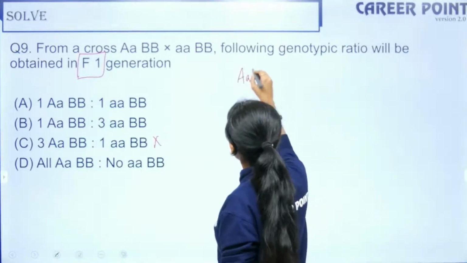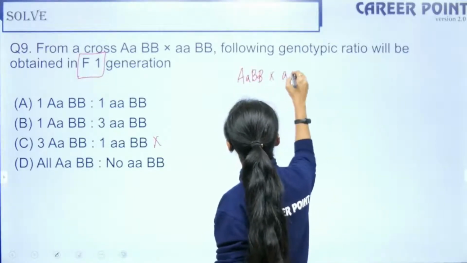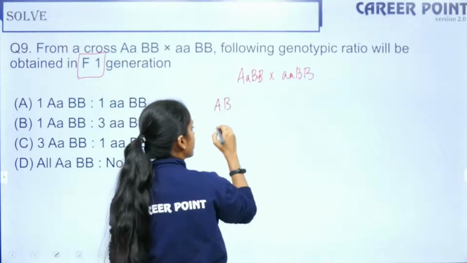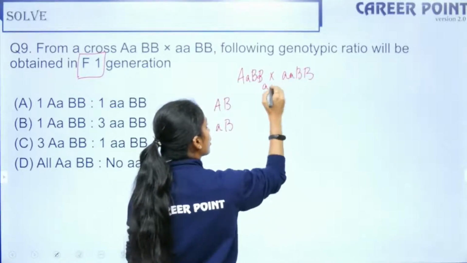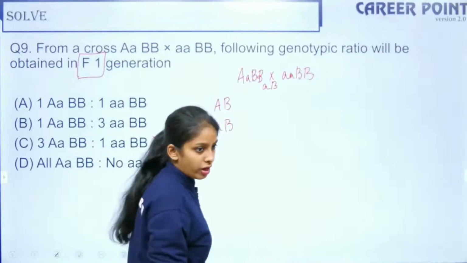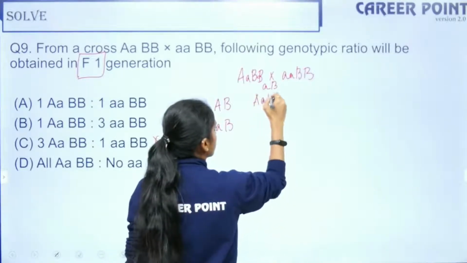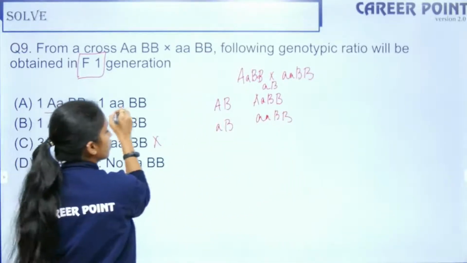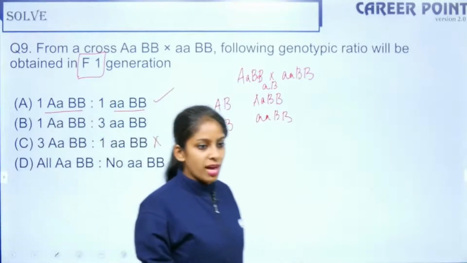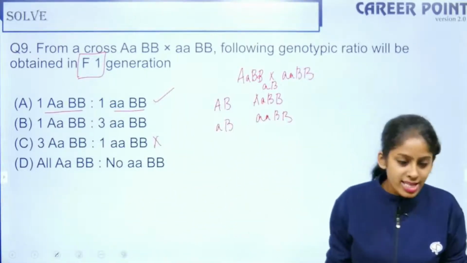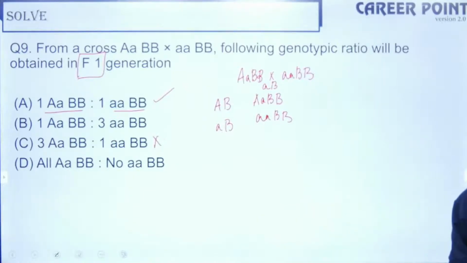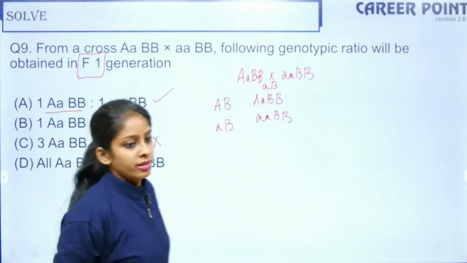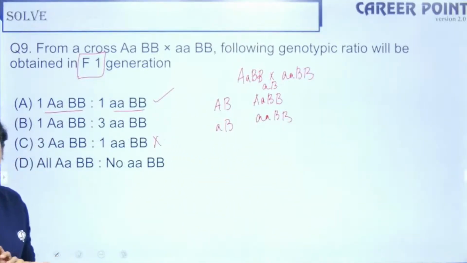So the cross is this. Here the gametes are capital A capital B, and small a capital B. So here there is only one gamete, small a capital B, right? Now how do I do the cross? One of this, one of this. Option A, why B, why C, why D? It's a direct cross, right? In the F1 generation, then why so much confusion? Why so much confusion still, for everyone?